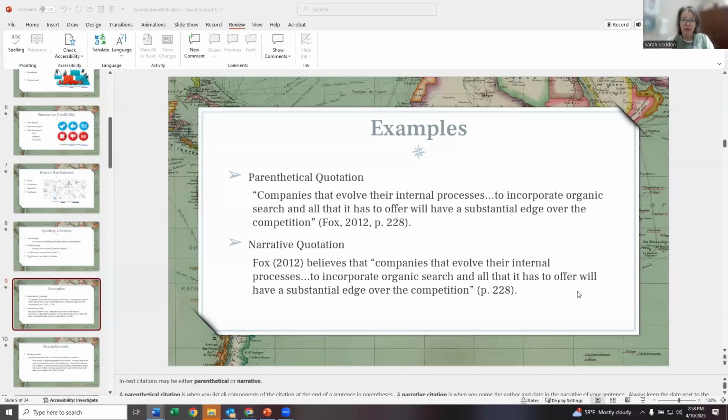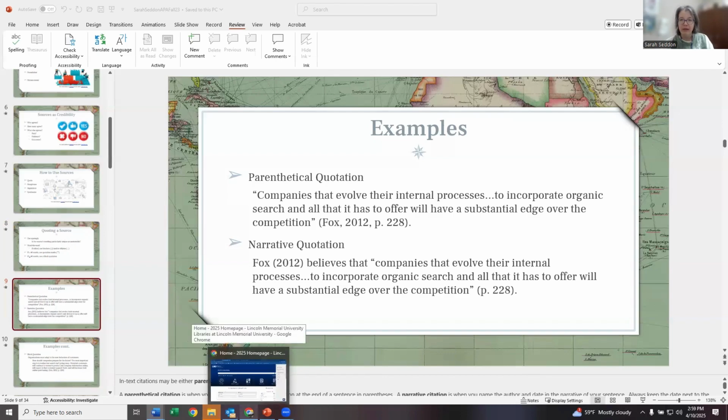The other version of a direct quote is called a narrative quotation. This is when the direct quote does not stand on its own. You need to add a few words either to the beginning or the ending of it in order for it to be a standalone sentence. And in that case, the format of the citation information is slightly different.